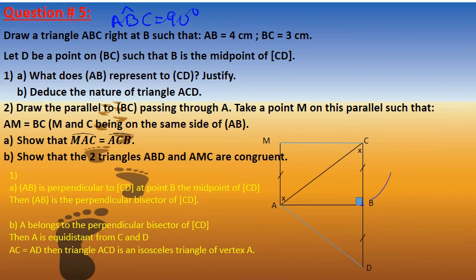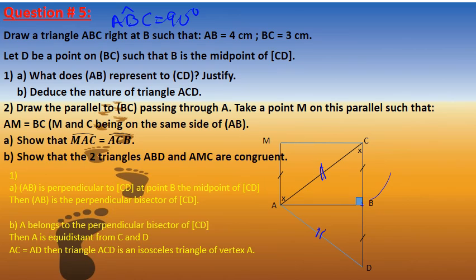Deduce the nature of triangle ACD. Since AB is the perpendicular bisector of CD, then AD is equal to AC. Then A is equidistant from C and D. Then triangle ACD is an isosceles triangle of vertex A.